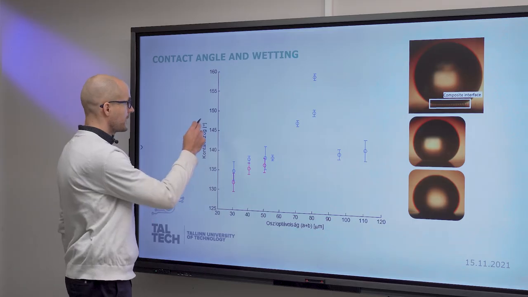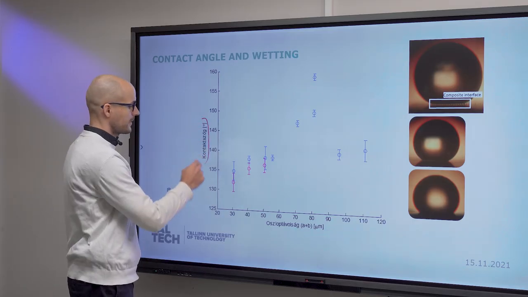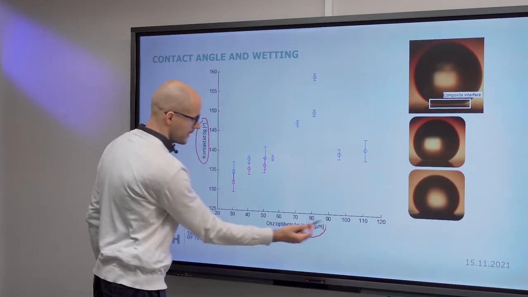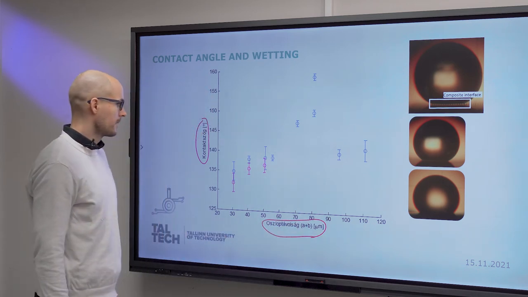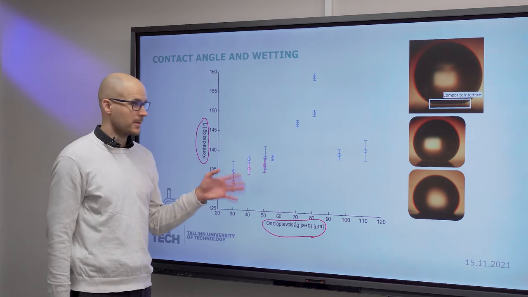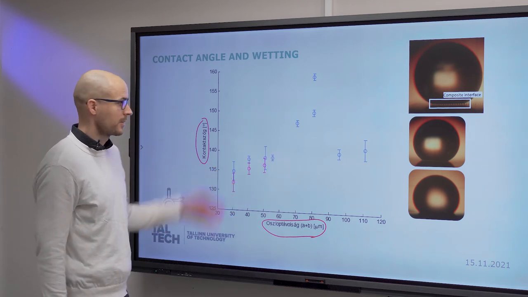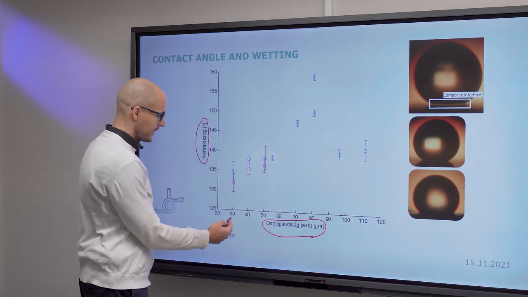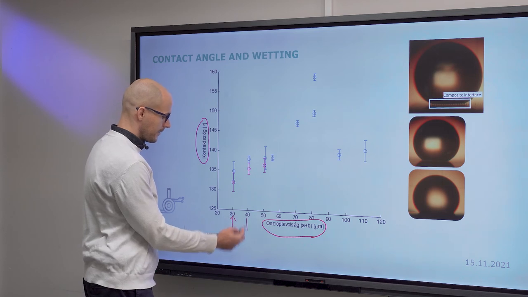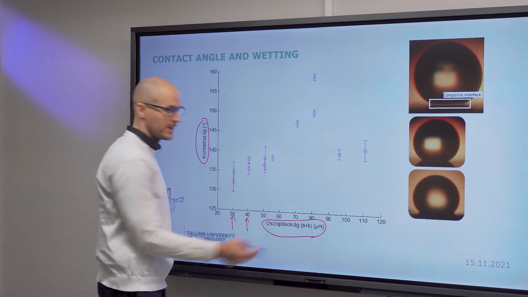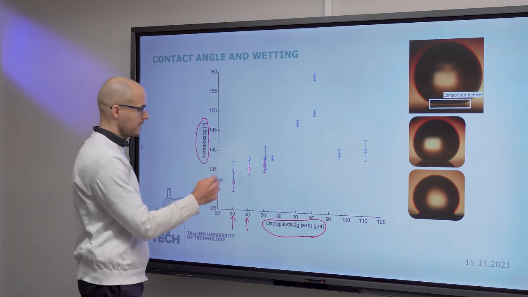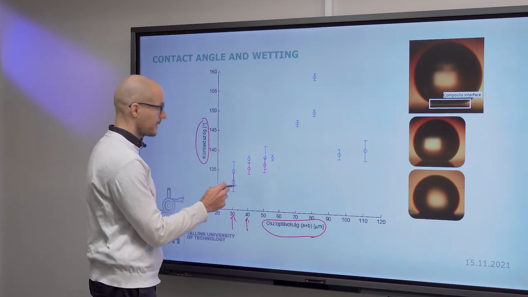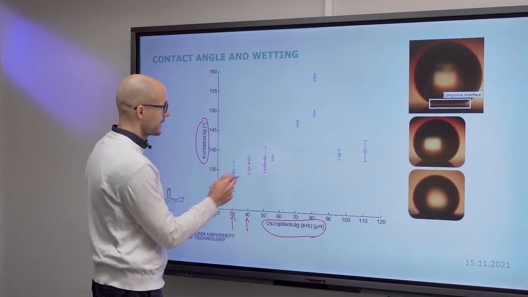If you look at the contact angle to pitch distance relation, then this is how it looks, or what you get experimentally measuring. So these are various surfaces that we made with different pitch distances, and the variation of the contact angles.